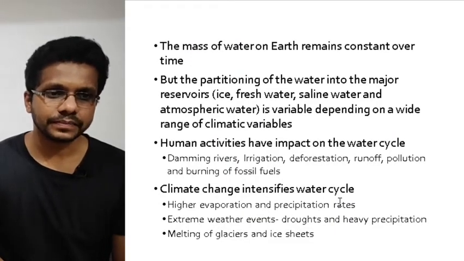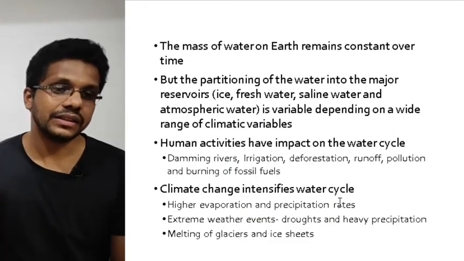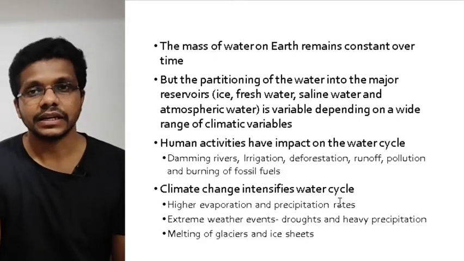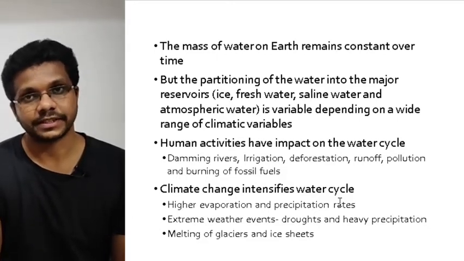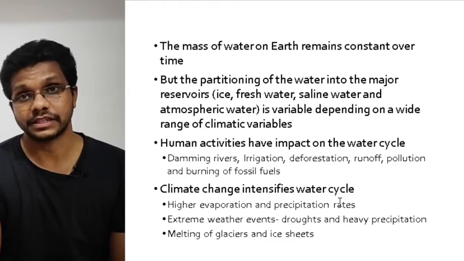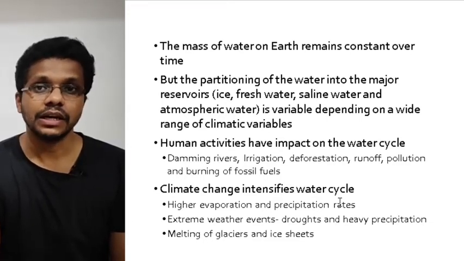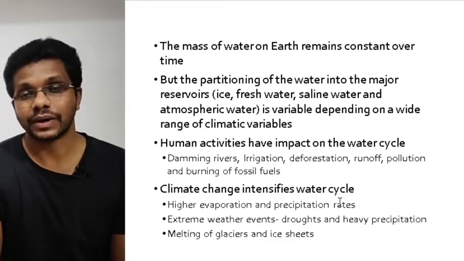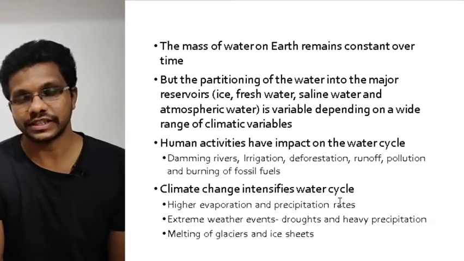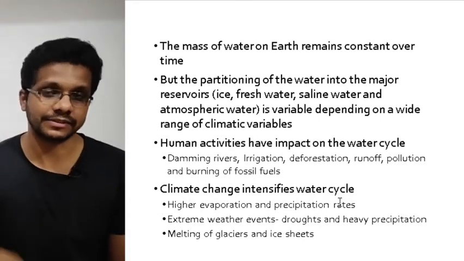So what I really want to say is that the amount of water on the earth is constant, but human activities, especially those which lead to climate change, actually disturb the water cycle. So the disturbance it is causing is that the residence time will change.